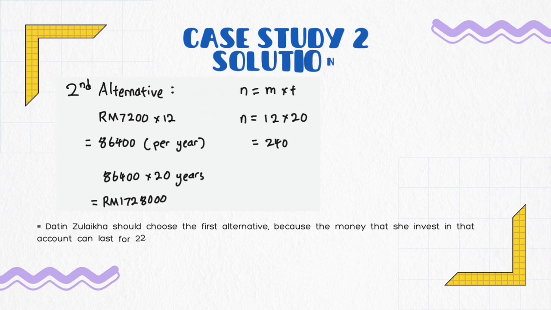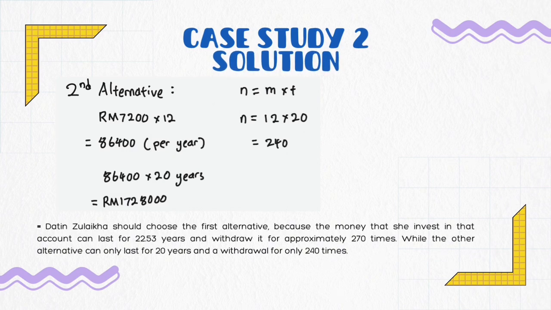The second option is that Datin Zulaika will join a pension plan that will pay her 7,200 ringgit for 20 years, and she will only receive 1,728,000 ringgit by the end of the years. So the best option that Datin Zulaika should choose is the first option, because the money that she invests in that account can last for 22.53 years and withdraw it for approximately 270 times, while the other option can only last for 20 years and a withdrawal for only 240 times.